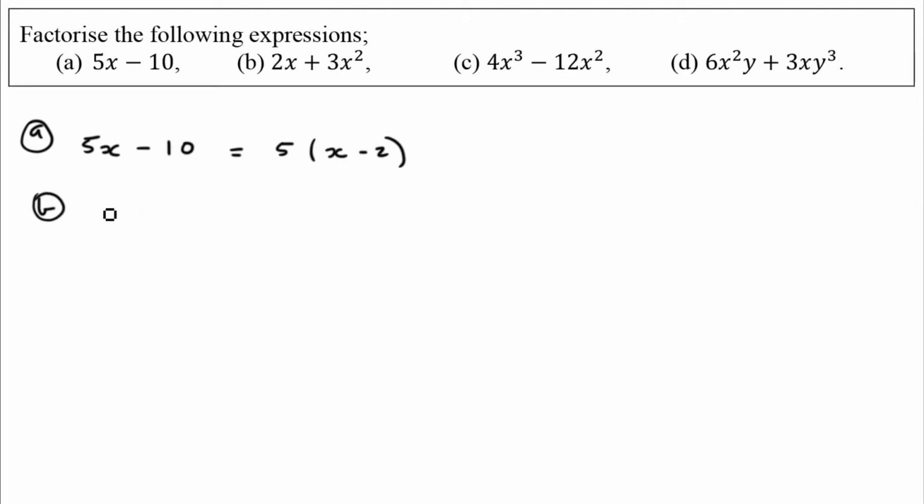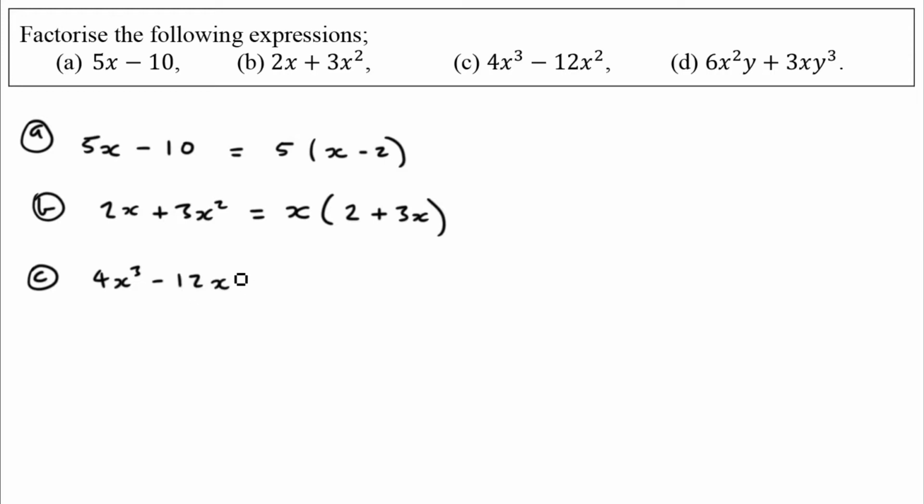In part B, we have to factorize 2x plus 3x squared. Now this time there is no number in common in both of the pieces. There's no common factor of 2 and 3, apart from 1, which wouldn't really get us anywhere. But there is an x in both pieces. If we factorize out an x from both pieces, the first part just becomes 2, and the second part becomes 3x.